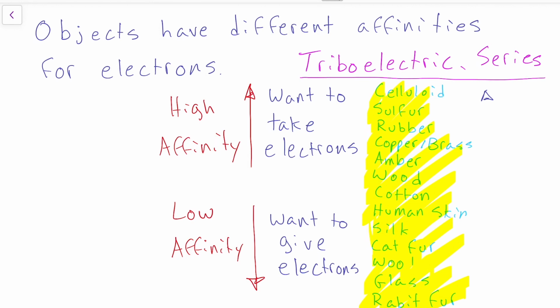And if we were to charge by friction, take two of these objects and rub them together, the object at the top, which has a high affinity, will take electrons from the one that's towards the bottom. So the object that's at the top of the list will become more negative because it's taking electrons, and the object that's toward the bottom of the list will become more positive because it is giving electrons. All right, and that's what I mean by affinity for electrons.